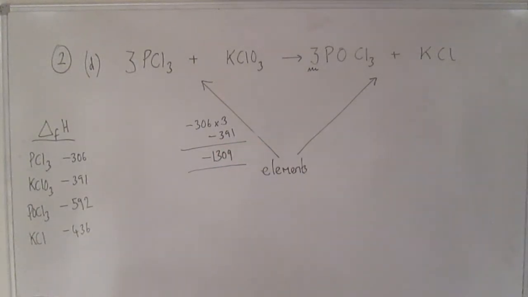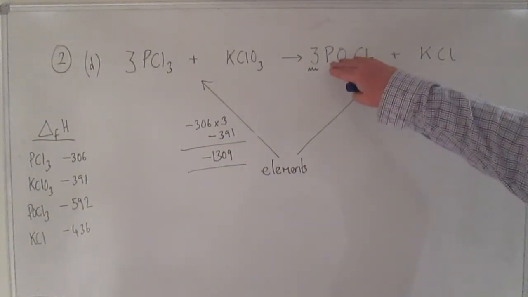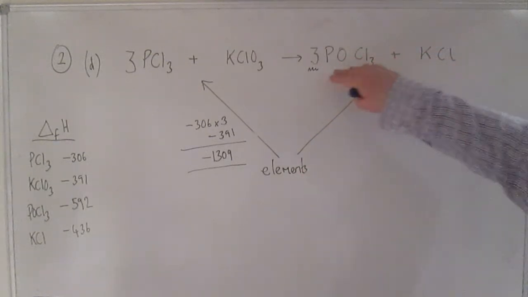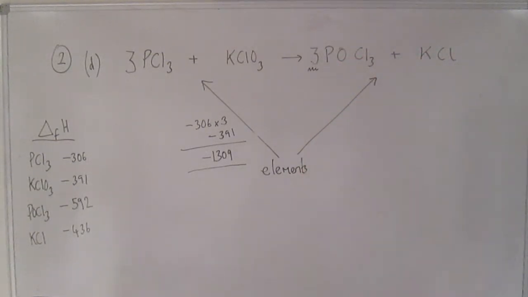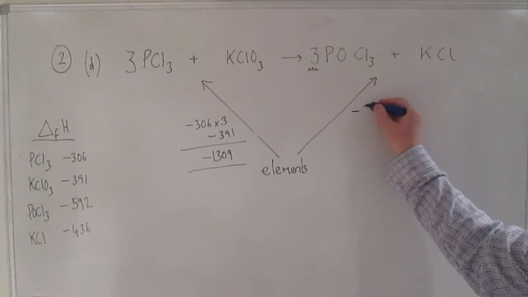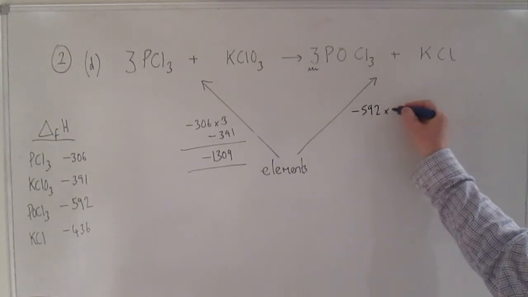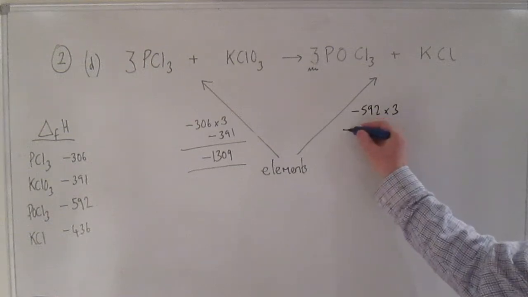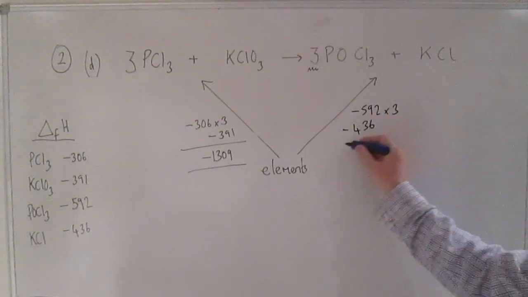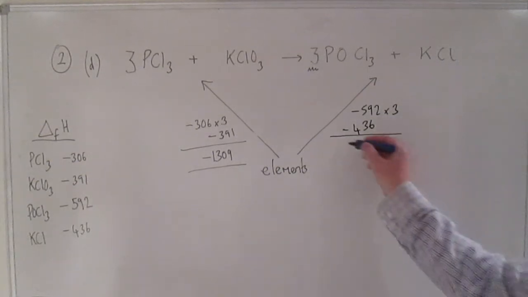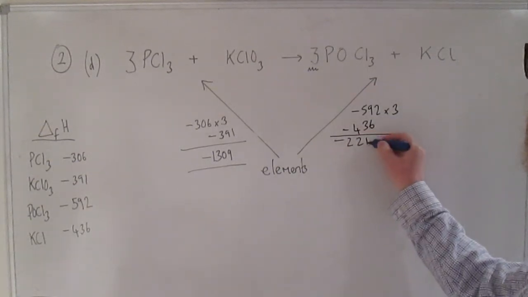Now we can do the same thing on the other side, because we could take the same set of elements and combine them together to make the products instead. And again, we've got the numbers to tell us what the enthalpy change for that would be. So 3 moles of POCl3 is minus 592 times 3. And we've got 1 mole of KCl, so that's minus 436. And again, we can add that lot up together, and that gives us minus 2212 kilojoules per mole.